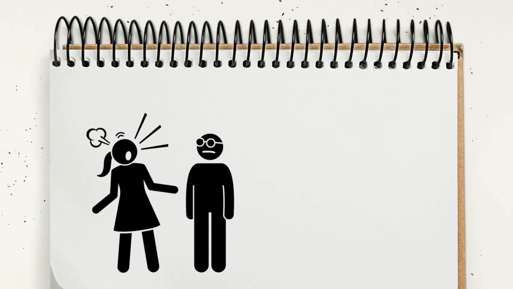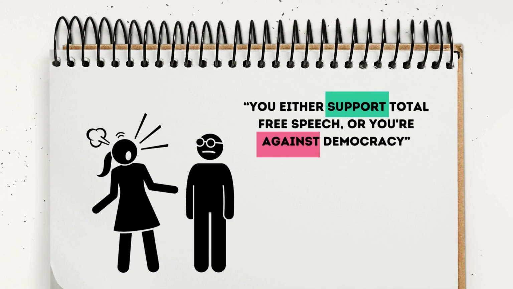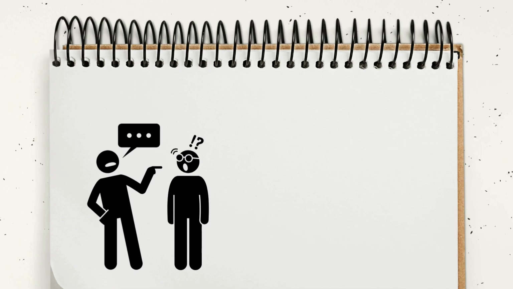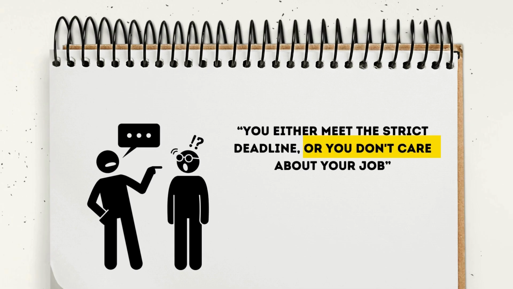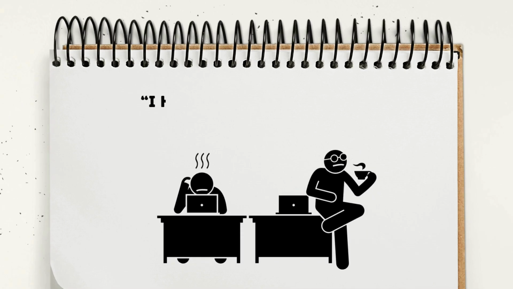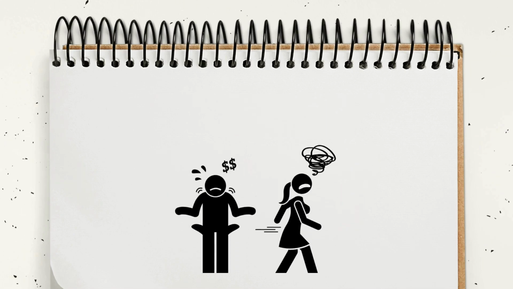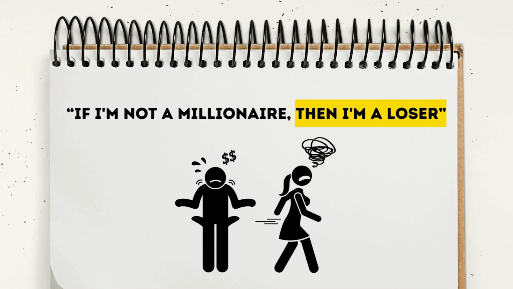Similarly, in a debate, someone can say, "You either support total free speech or you're against democracy." At work, a manager might say, "You either meet the strict deadline or you don't care about your job." False dichotomies also happen when we judge ourselves, like saying, "I have to work harder," or "I'm a total failure," or "If I'm not a millionaire, then I'm a loser."